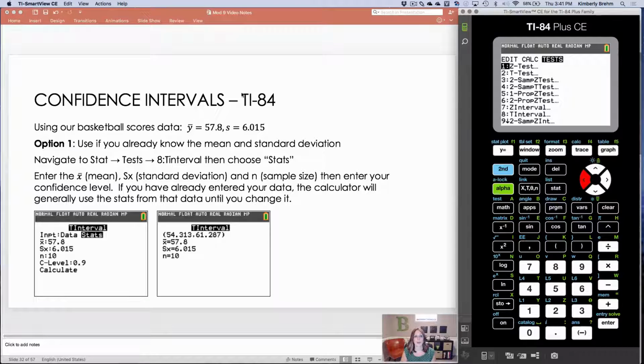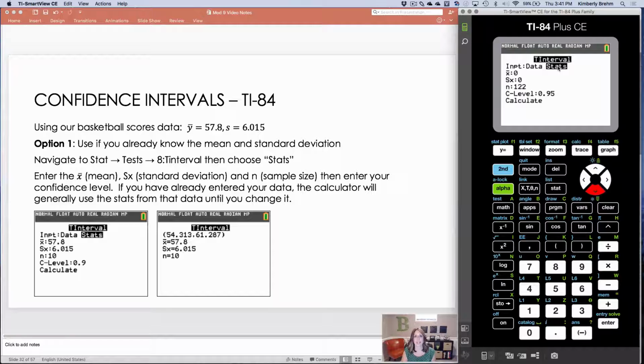And for my first one, because it's a confidence interval, I'm going to go to 8, which is T interval. So I can just click 8. And notice this gives me data or stats. So data would be if I'm using my list. For this one, I'm going to do stats.